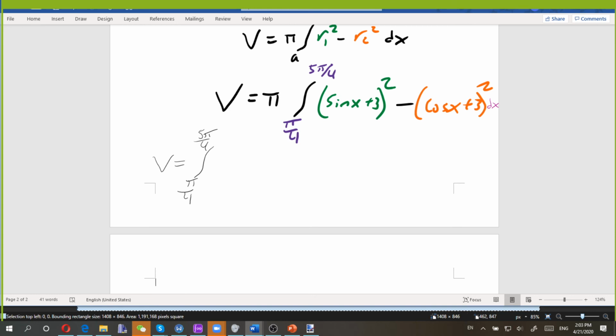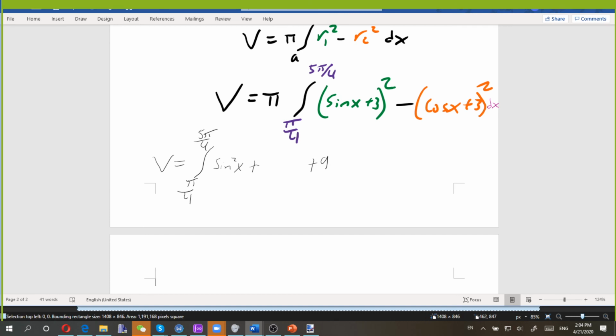I don't remember what sine squared... That's okay. So sine squared. Oh, just sine squared? Okay, then I guess sine squared x plus 9, plus, we've got a middle term as well, 2 times sine x times 3.